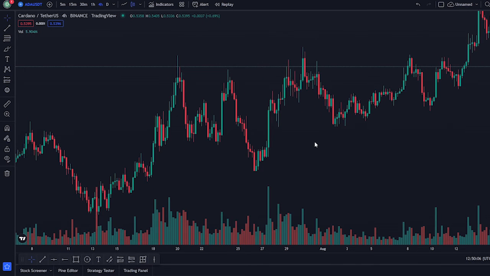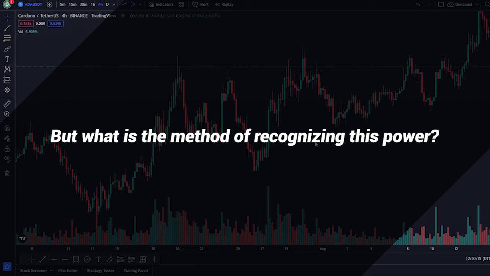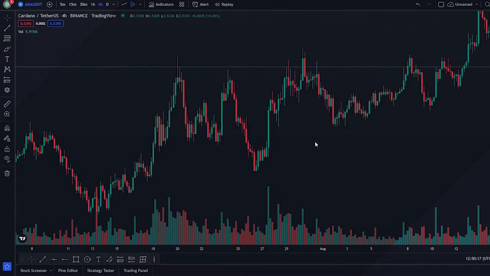But you should know that these supports and resistances have different powers that I am talking about now. Any support or resistance can be of low or high power. But what is the method of recognizing this power? In fact, it depends on several factors. Number 1, the number of collisions.